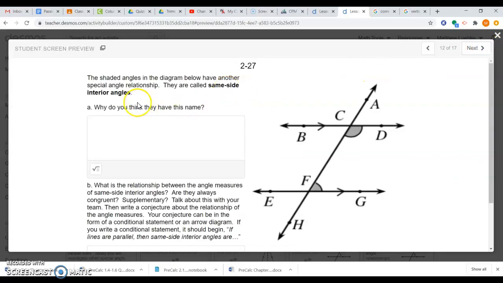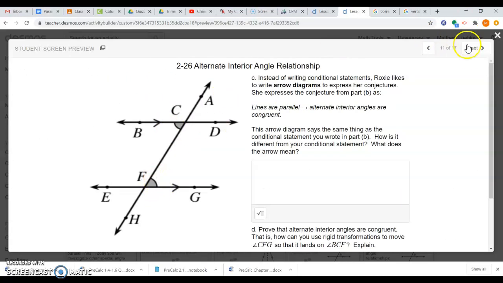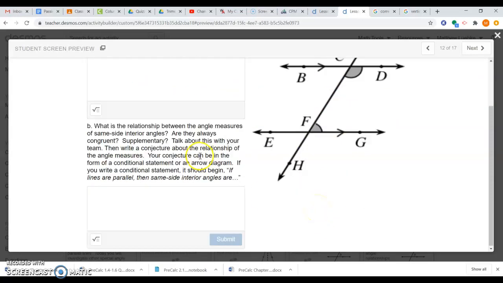Now we get to the other key vocab of the day. Instead of alternate interior, we have same side interior, okay? And you can tell the difference here. Alternate, one's on the left, one's on the right. Here, same side, they're both here on the right, okay? You just have to say, why do you think that they're called that? And remember, interior means inside the parallel lines. Same side of the transversal, okay?